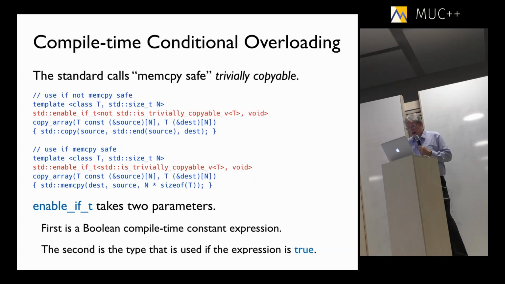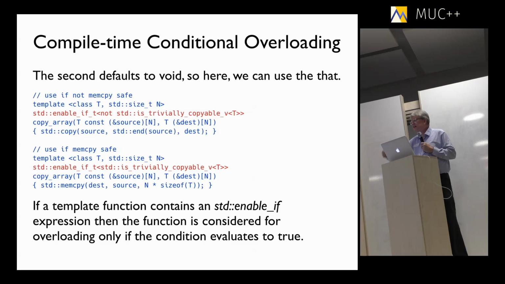Now, one thing I'll tell you about enable if, there's actually a default value for the second parameter. There's a default value, and that's actually void. So it turns out I didn't have to specify that at all. I just left it so you could see it. But this is actually one way I could specify this.